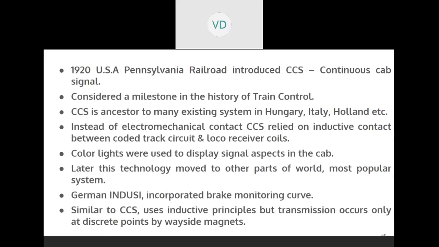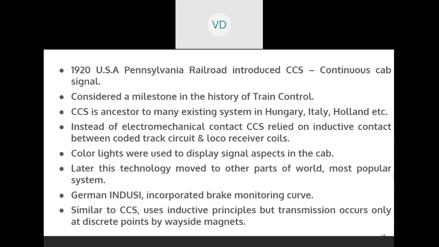The real development took place in 1920 in Pennsylvania railroads: the continuous cab signals, that is, repeating the color aspects, red, green, yellow, or whatever color it is, into the cabin. It was in 1920. It is the continuous cab signal, CCS, which is, of course, the mother of so many of the train control systems at a later date.